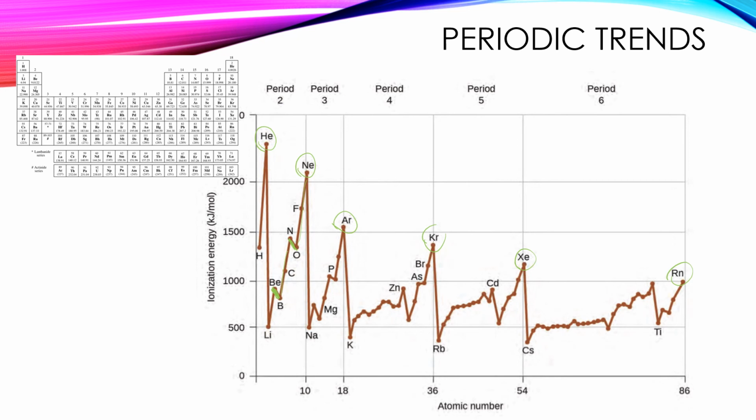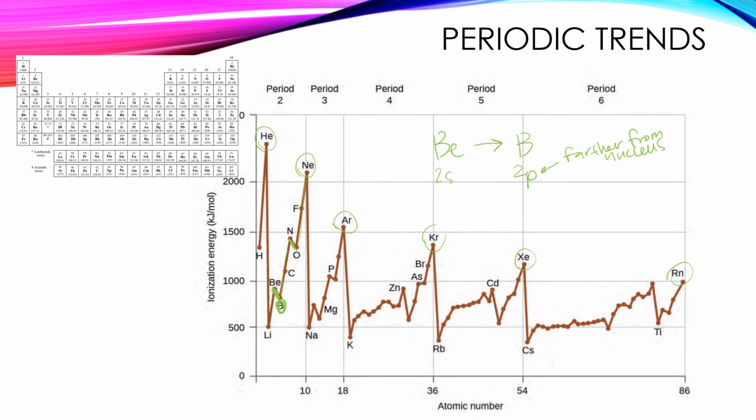So let's try to explain those. So if we notice what changes from beryllium to boron. If we look at the electrons, the last electron in beryllium is in the 2s orbital, while the last electron in boron is in the 2p. So 2p is just slightly farther from the nucleus, so it's going to be just slightly easier to remove. So that's why boron has a lower ionization energy than beryllium.